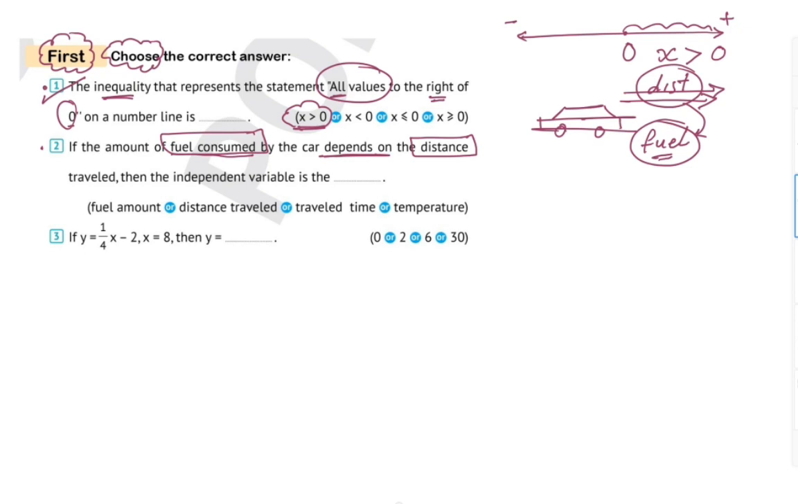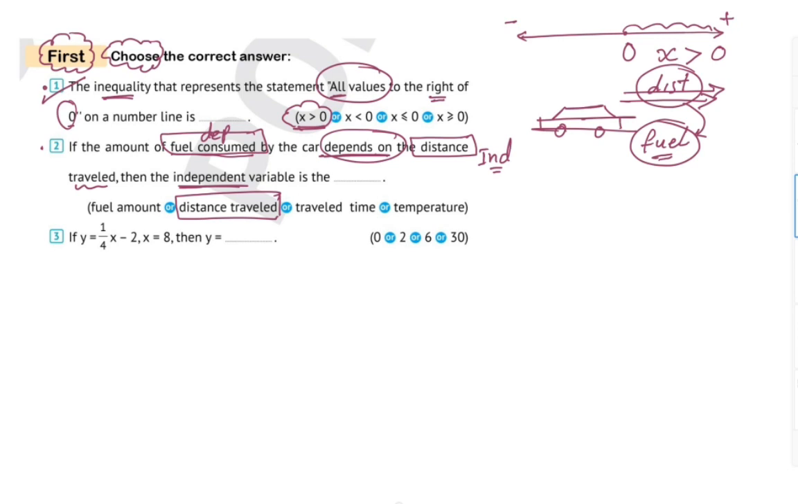Now here we have fuel consumed by car depends on distance. The first one is the dependent variable and the second is the independent variable. He asked us about the independent variable. Which one is independent? Fuel depends on distance. So distance is the independent, so distance traveled is the independent variable.